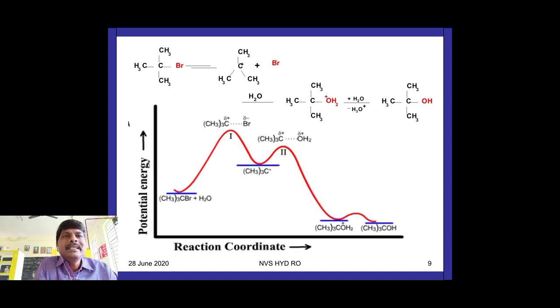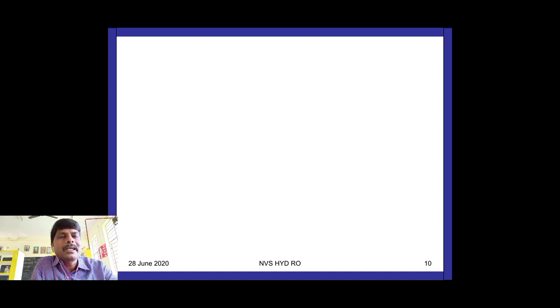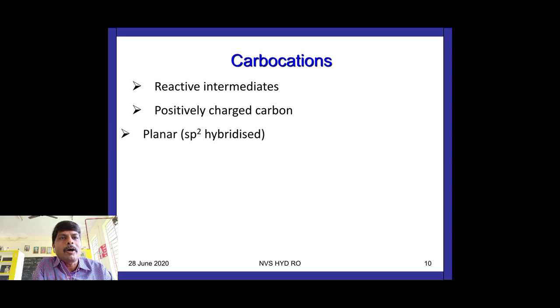Now you can see here, in the first step, tertiary butyl bromide ionization gives carbocation. You can see in that graph also, tertiary butyl bromide ionization takes place, giving carbocation. That is step 1, which I mentioned with Roman 1. Carbocation is formed. Again carbocation, second step. In step 2, you will get products. What are the products? Alcohols.